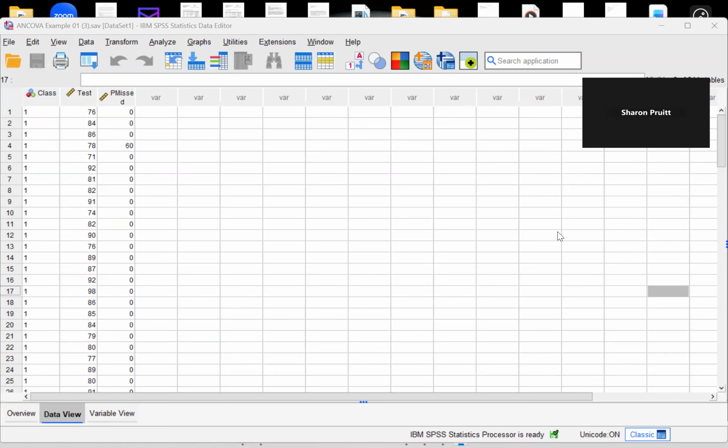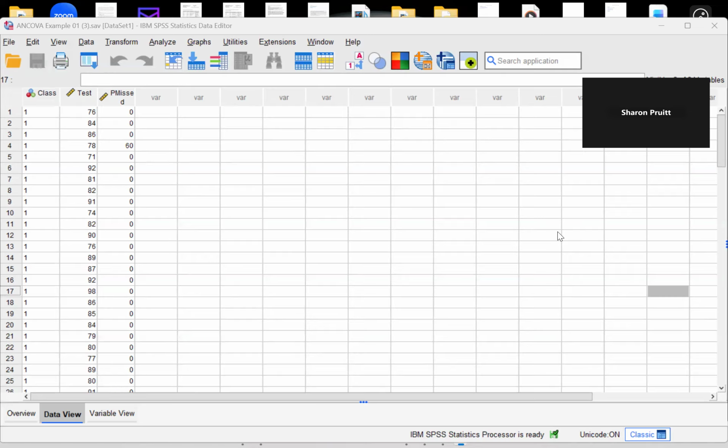In this analysis, I conducted an ANCOVA to determine whether there were statistically significant differences in test scores among three classes, Smith, Jones, and Brown, while controlling for the covariate periods missed. The research question was, after controlling for periods missed, is there a significant difference in test scores among the three classes? The null hypothesis stated that there is no difference among classes after controlling for periods missed. The alternative hypothesis stated that at least one class differs.